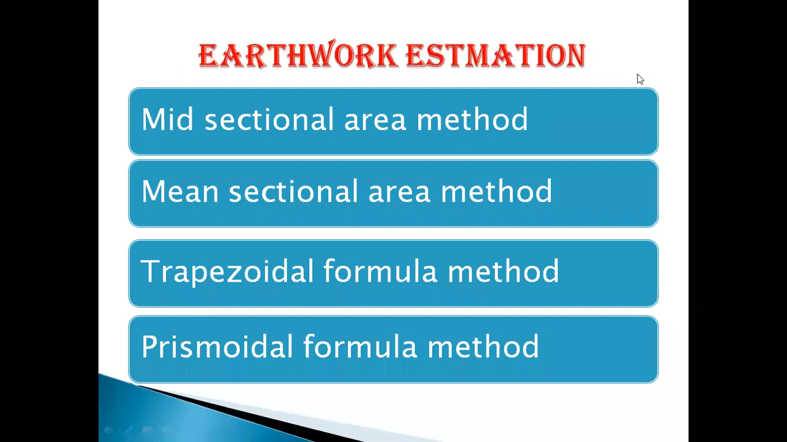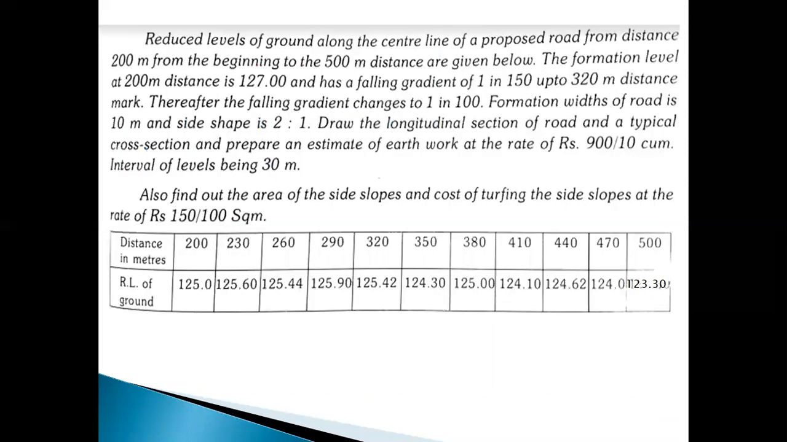So we have already discussed types of earthworks and different methods used to calculate the volume or quantity in earthworks. The first one is the mid-sectional area method, the second is the mean sectional area method, the third is the trapezoidal formula method, and the fourth is the prismoidal formula method. First we discuss the problems on the mid-sectional area method. So write the problem.